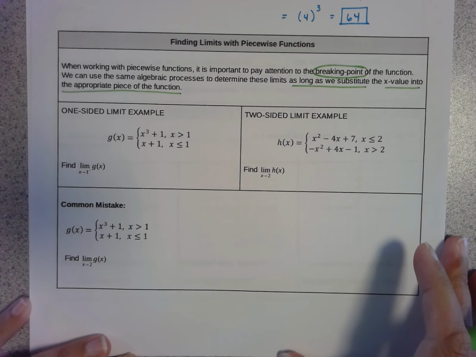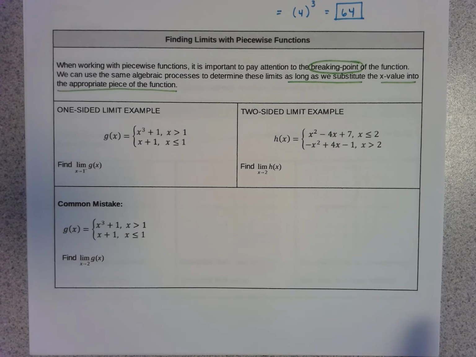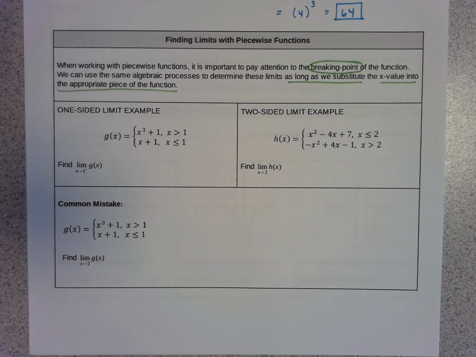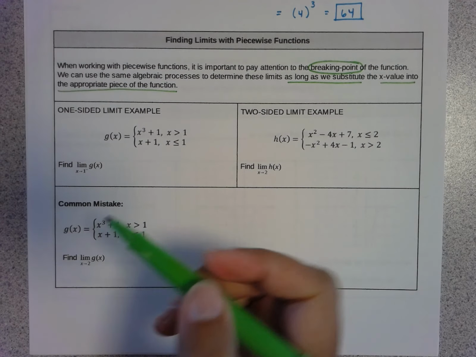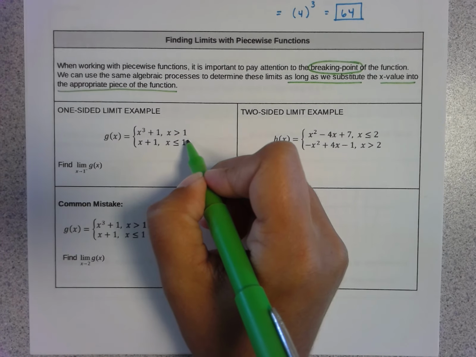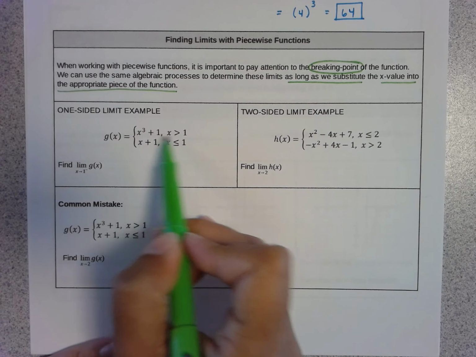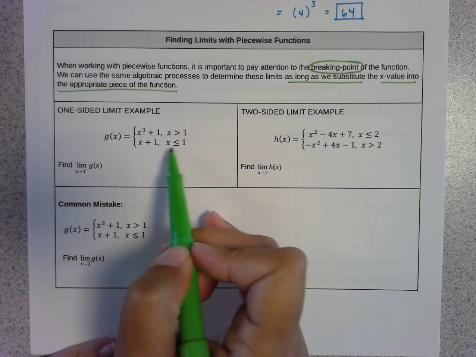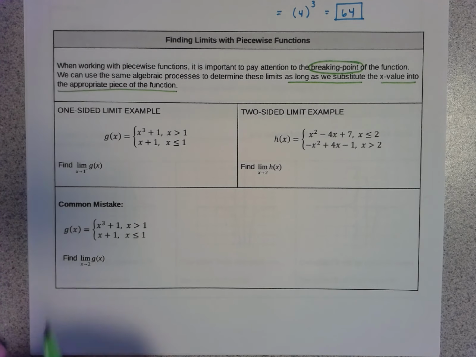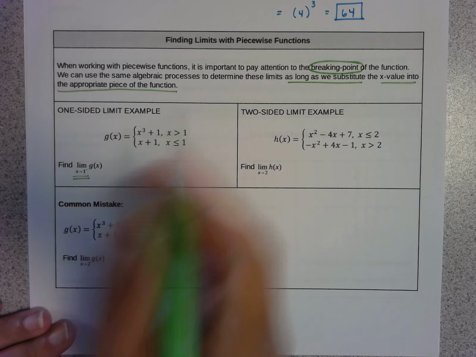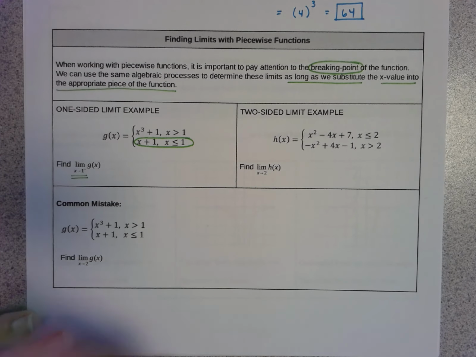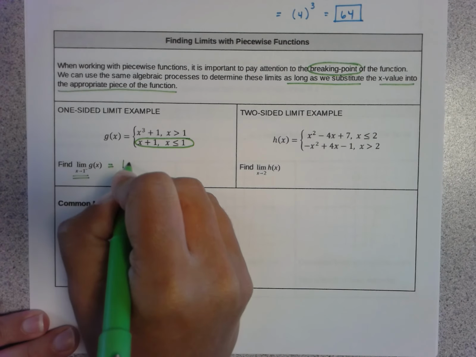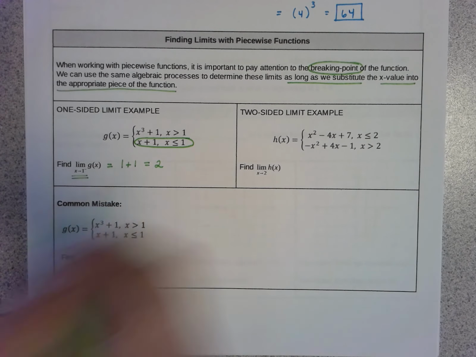Let's look at a one-sided limit example, a two-sided limit example, and then a common mistake that I see a lot of. In this case, it says find the limit as x approaches 1 from the left. Now, what I'm noticing here is that 1 is the breaking point of the function. So because of that, the top part of this equation controls the numbers that are bigger than 1, and the bottom part controls the numbers that are less than 1. Since we're approaching 1 from the left, we're talking about numbers that are less than 1. So I would use the bottom part of this equation and then apply direct substitution. When I do that, I get 1 plus 1, which is 2.